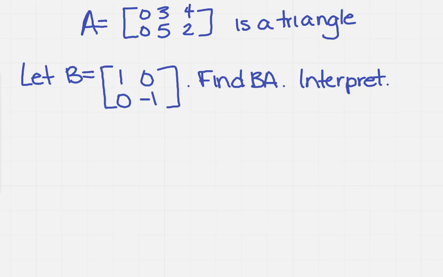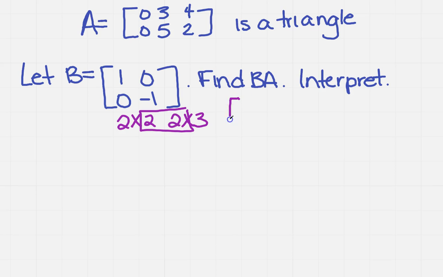We're given that A equals this matrix, and we're also told that this is a representation of a triangle. So I need to figure out what it wants me to do. Well, it's given me a B, and now it wants me to find B times A. So I know B is a 2 by 2, and A is a 2 by 3, so my answer is going to be a 2 by 3 matrix.